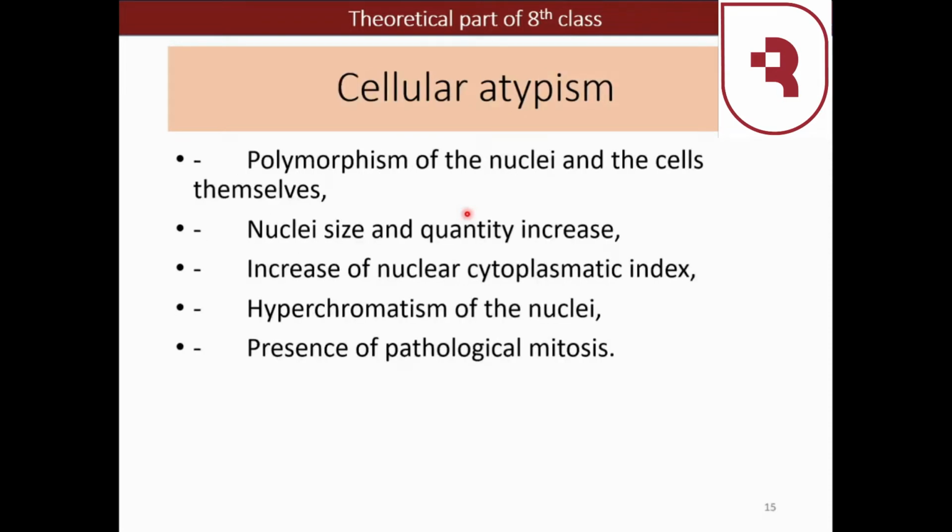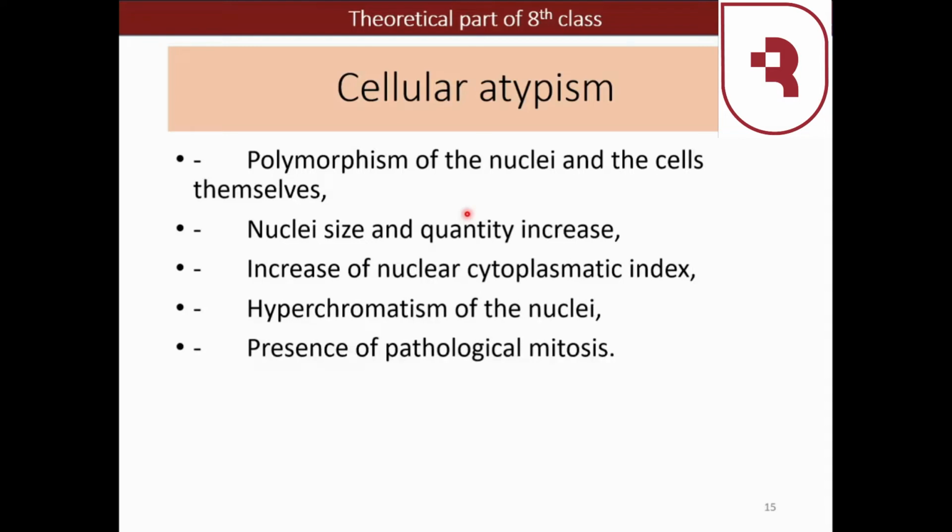The cellular atypism is most pronounced in the malignant tumors, and it is one of the most important characteristics of malignant tumor. In cellular atypism, we should pay attention to polymorphism of nucleus and the cells themselves. So we will see that the nuclear size and quantity are increased. Increase of nuclear cytoplasmic index.